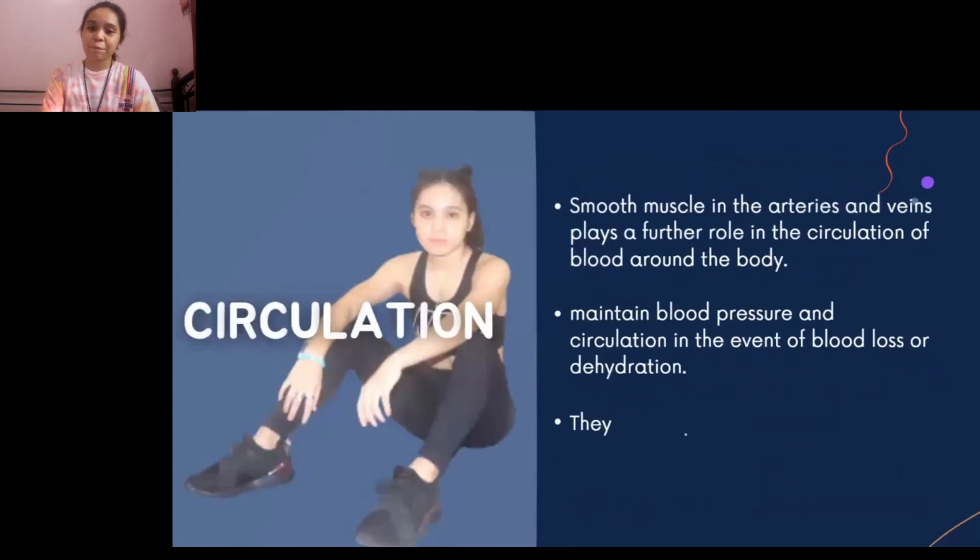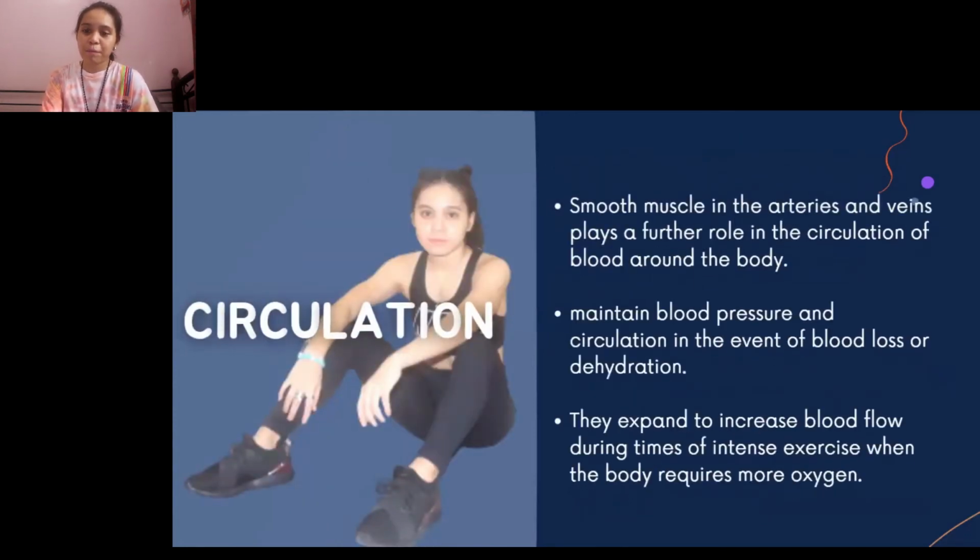Next is circulation. The heart is a muscle that pumps blood throughout the body. The movement of the heart is outside of conscious control, and it contracts automatically when stimulated by electrical signals. Smooth muscle in the arteries and veins plays a further role in the circulation of blood around the body. These muscles maintain blood pressure and circulation in the event of blood loss or dehydration. They expand to increase blood flow during times of intense exercise when the body requires more oxygen.